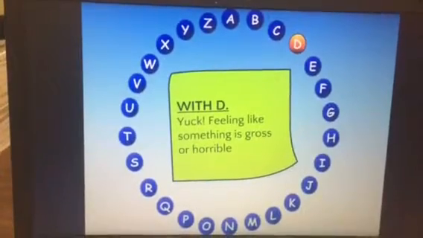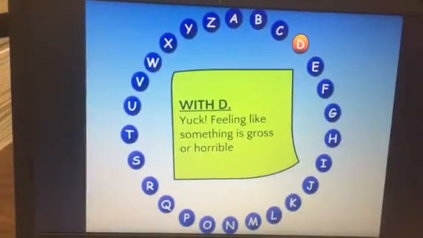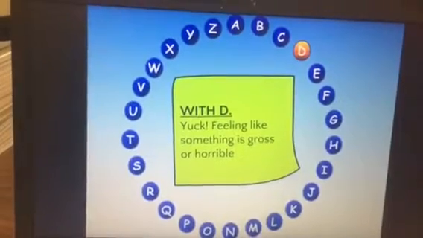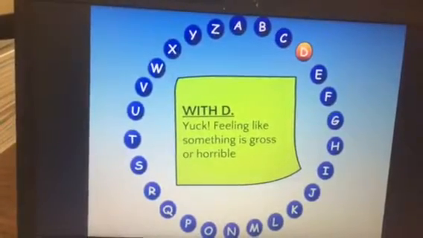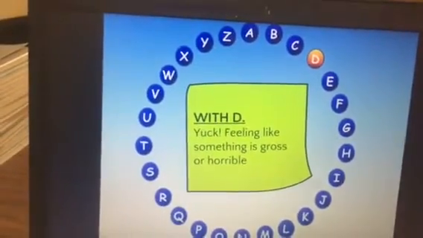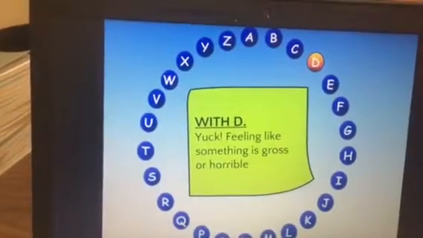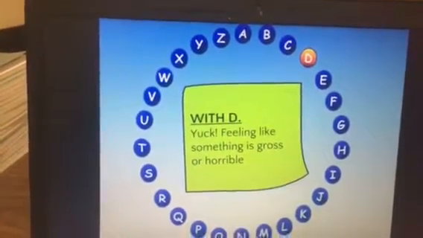Yuck, feeling like something is gross or horrible. With a D, the person says disgusted, and they have control. And you go back and forth around the board with your lowest level learner acting as the judge.